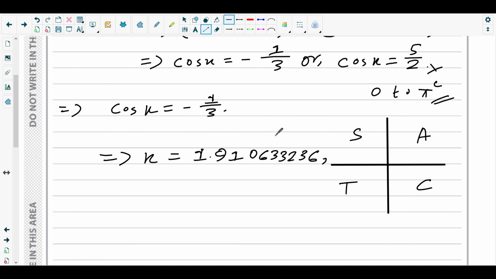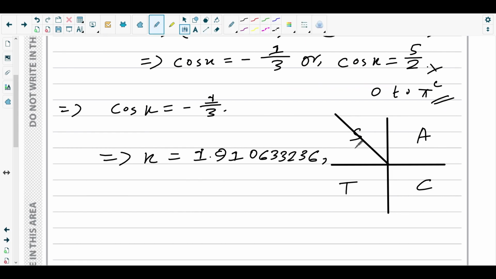So basically 1.9106, if you convert it to degrees, you will see that it is an obtuse angle, and it lies in the second quadrant. Okay, so let's figure out the acute angle.